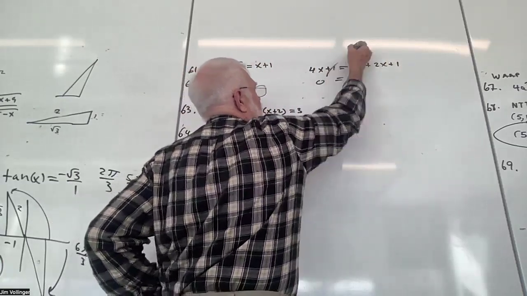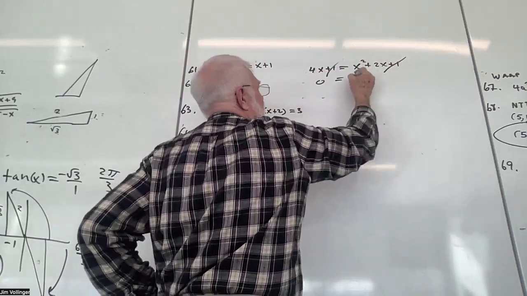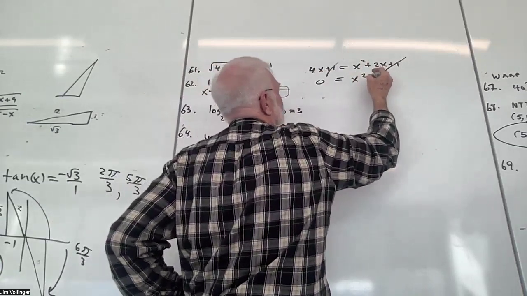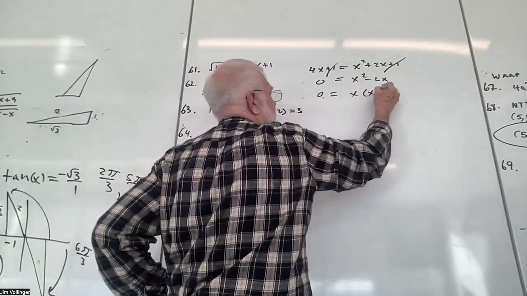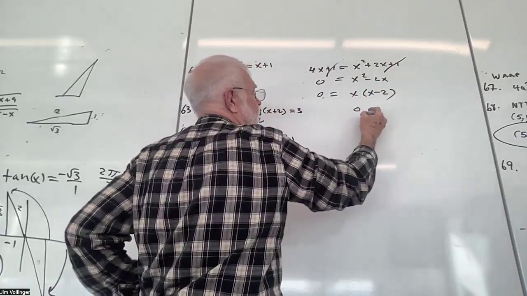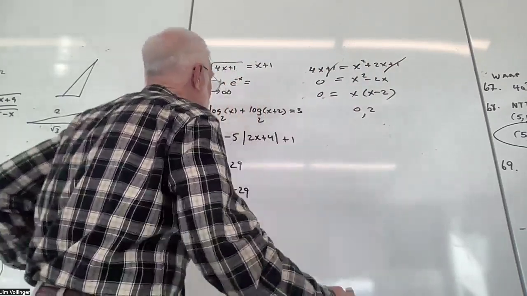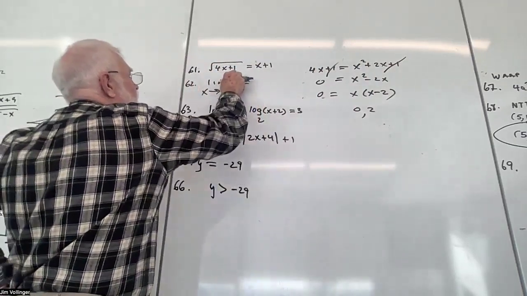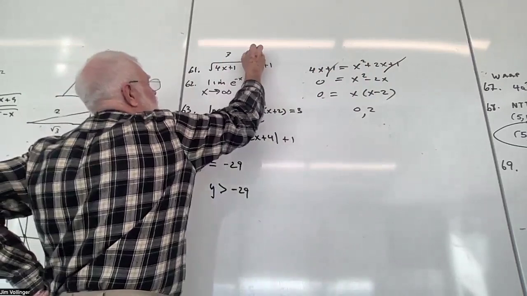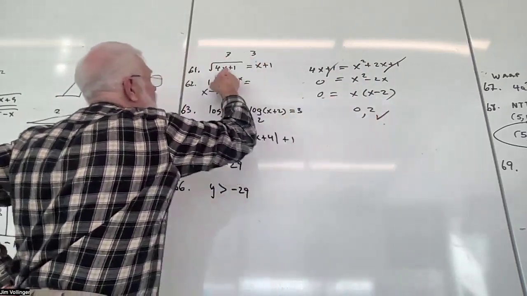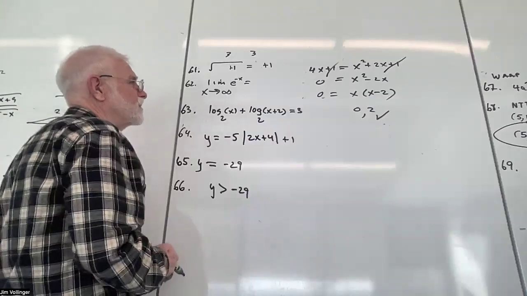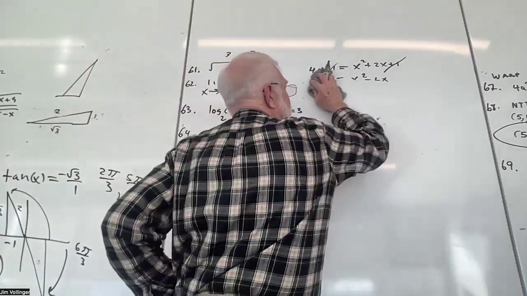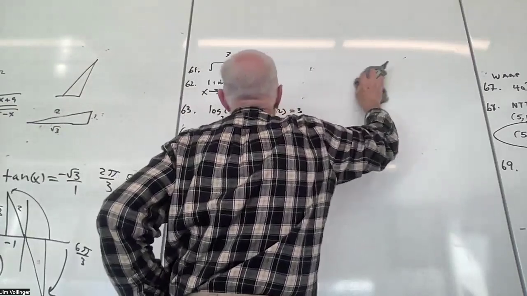Set it to 0. The 1's cancel. So I'm looking at x squared minus 2x, which is equal to x times x minus 2. So there should be answers at 0 and 2. Let's check it. 8 and 1, 9. Square root of 9, 3. 2 plus 1, 3. 2 works. 0. Well, we could have seen that from the start, right? 0 works. Okay, so it did intersect at 0, 1.